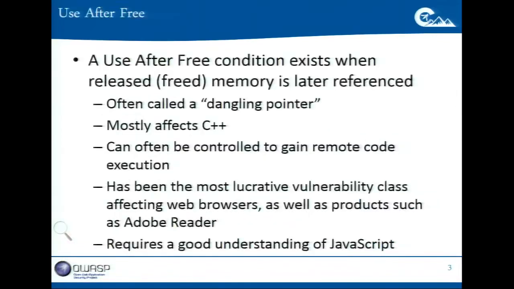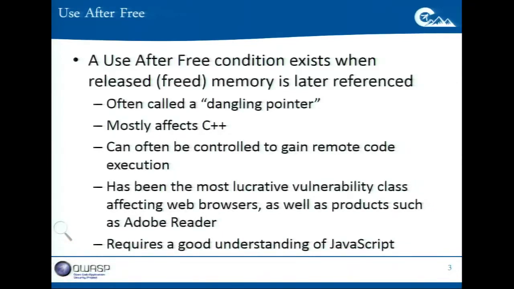Don't have many friends yet, but a use after free exists when released memory, freed memory, is later referenced. You may have heard the term dangling pointer or wild pointers. They have different meanings depending on who you ask, but typically when you say dangling pointer, you're talking about a use after free scenario. It's mostly a C++ problem, but again, our browsers are mostly C++ based. We have JavaScript that needs to be able to access the DOM and manipulate things in order to cause these triggers to occur, to cause the reference to later occur.